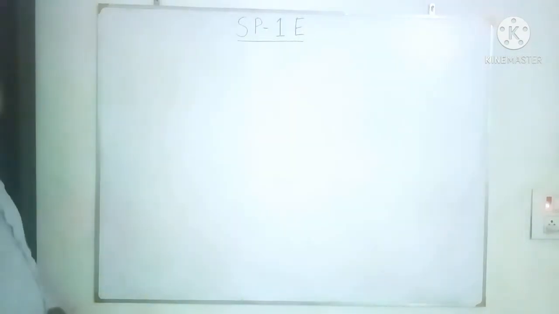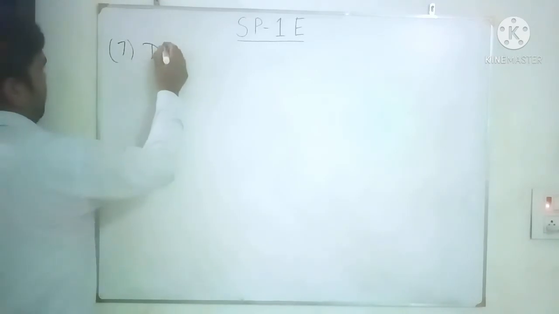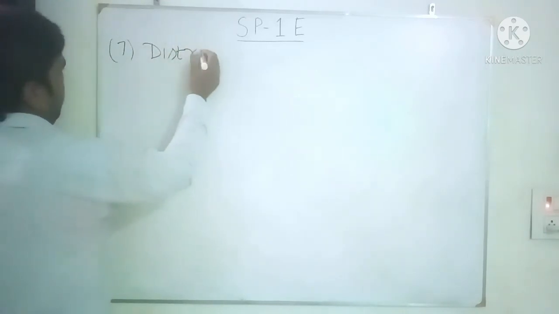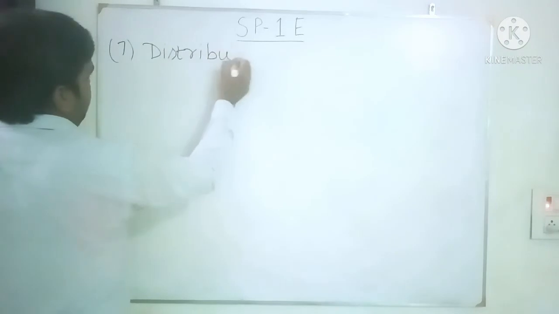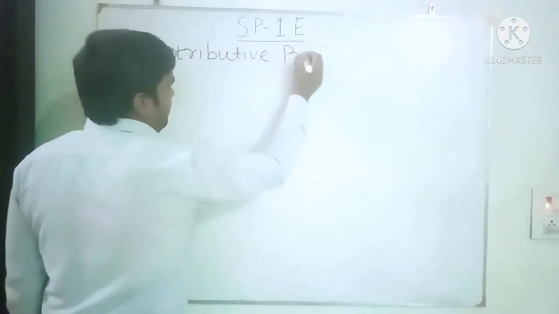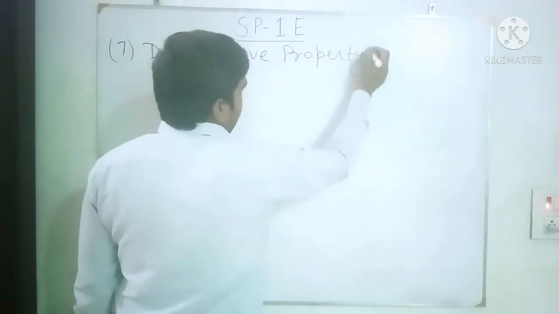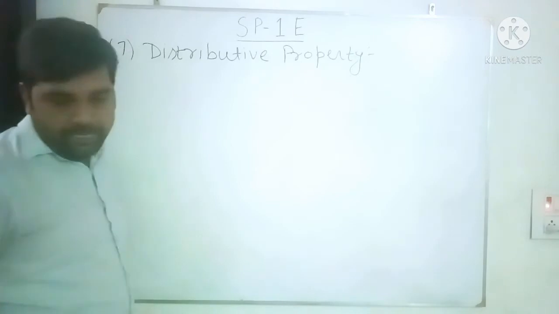Last property, number 7: the distributive property. See, what is the distributive property?